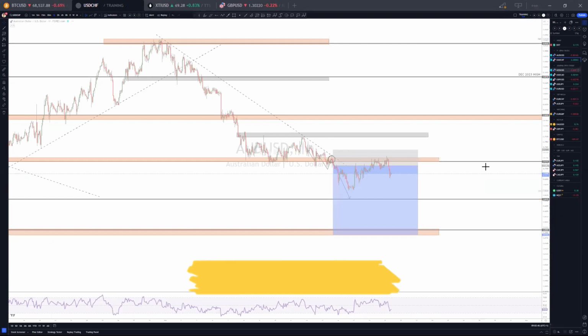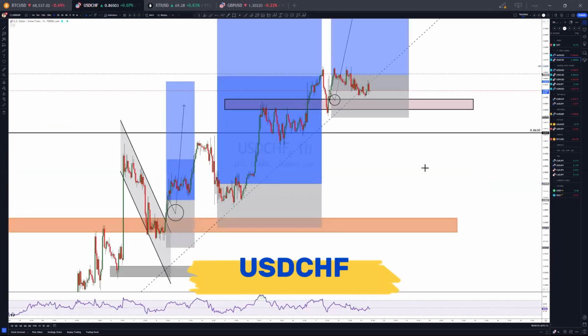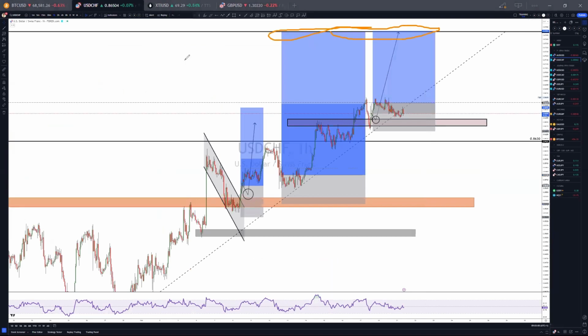Let's move on to USD CHF. USD CHF is another trade we picked last week. I'm still holding on to this trade, and I just adjusted my TP to the top right here, which is my ultimate target right now. Reason being, we've seen a very decent high for the past couple of weeks now. So I guess this could be regarded as a pullback. What is happening right here might be regarded as a pullback.